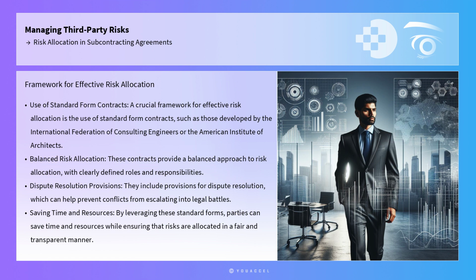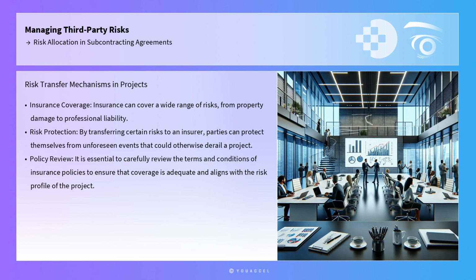and transparent manner. In addition to standard form contracts, the use of insurance as a risk transfer mechanism is another effective strategy. Insurance can cover a wide range of risks, from property damage to professional liability. By transferring certain risks to an insurer, parties can protect themselves from unforeseen events that could otherwise derail a project. It is essential, however, to carefully review the terms and conditions of insurance policies to ensure that coverage is adequate and aligns with the risk profile of the project.